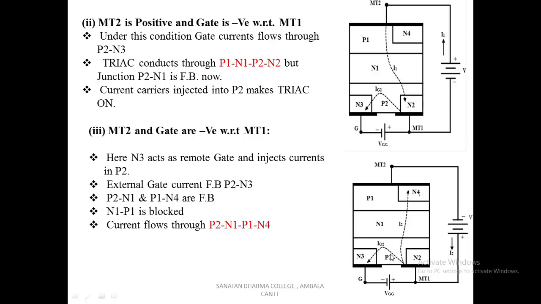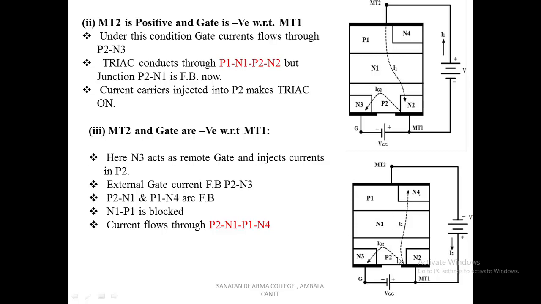And external gate current forward biases P2 and N3. External gate current will make it forward biased due to the connection of this supply. So gate current will start flowing in this direction, through P2 and N3. Here P2 and N1 and P1 and N4 are also forward biased, because P1 and N1 is reverse biased in this case because of the connection of this supply.